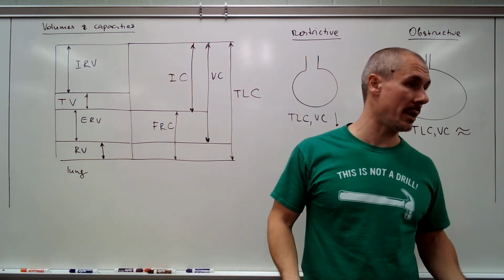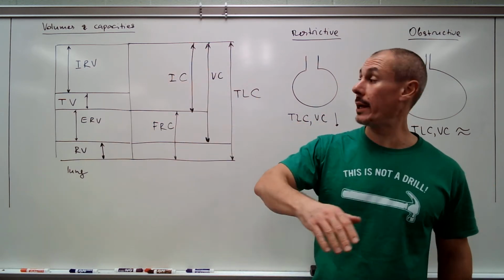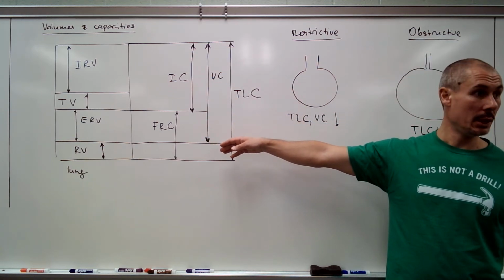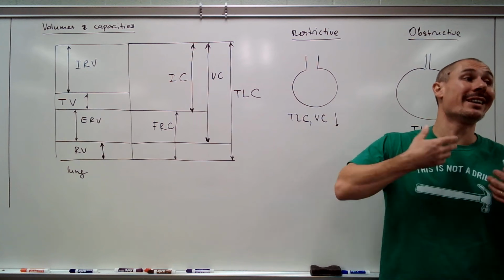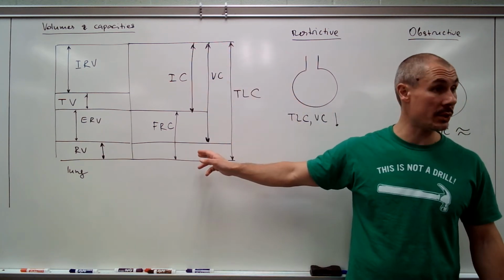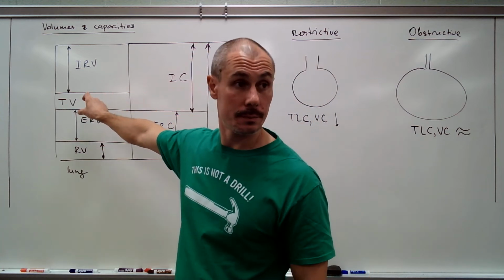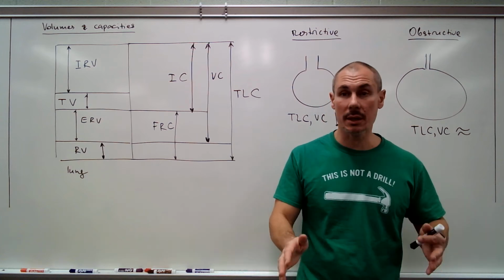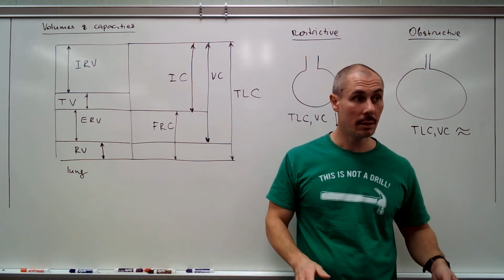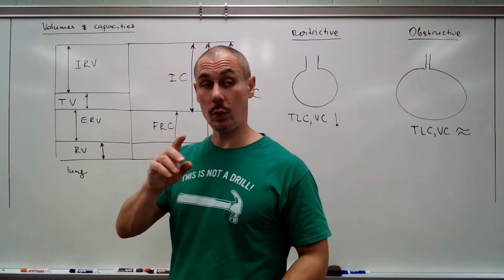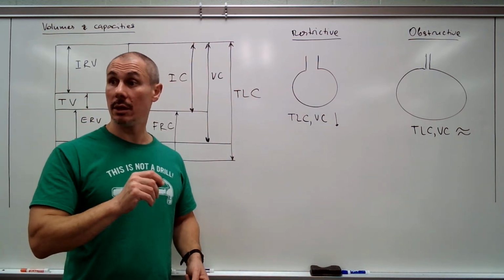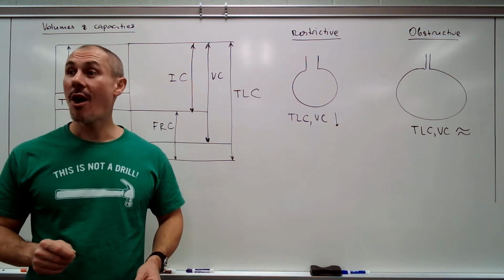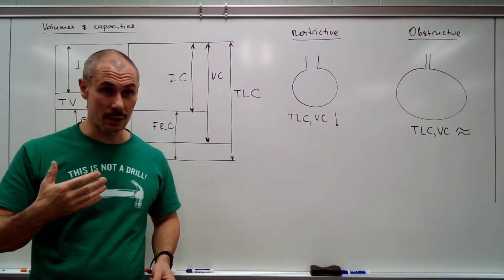So now you can look at these volumes, what you can realistically measure. The easiest way to measure is the vital capacity. You ask someone to inhale as much as they can and then exhale as much as they can. That's your vital capacity. You can measure tidal volume. Other than that, it becomes a little wonky. Okay?